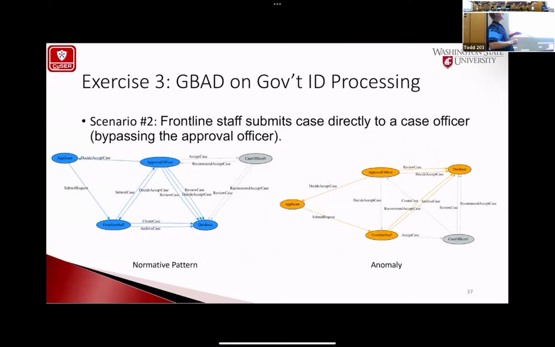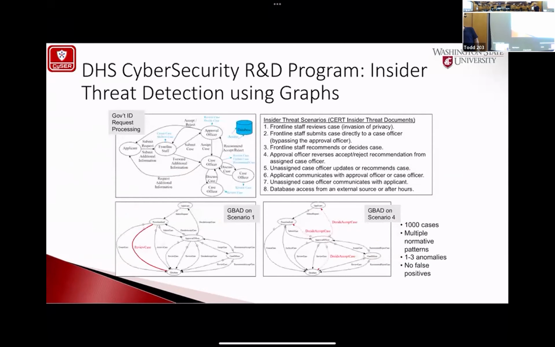So I'm going to do one more exercise where we'll run GBAD on this document processing graph, and we're going to go after this second one here. The frontline staff submits the case directly to a case officer, which they shouldn't do. The frontline staff gives the case to the approval officer, and the approval officer assigns it to a case officer. But in this case, the frontline staff go around the approval officer, perhaps trying to get a favorable case officer to look at the case.